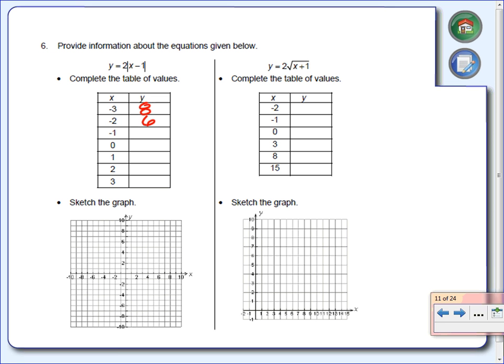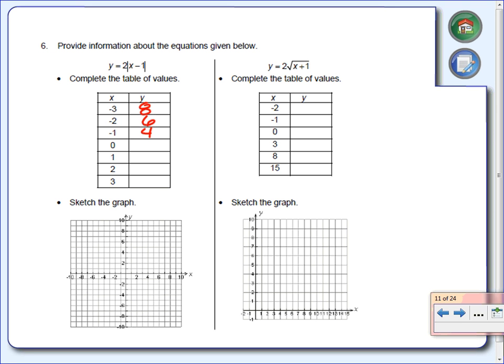Let's keep going. If I plug in a -1, -1 minus 1 would be a -2. But the absolute value of a -2 is +2. And if I take that 2 and multiply it with the 2 in front here, I get a 4.